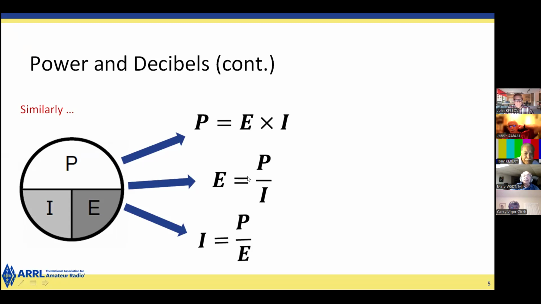Yeah. So you take the first one and you divide both sides by I and you get E equals P over I. And then the second one, you take the first equation, divide both sides by E, and you get I equals P over E. I don't know how comfortable you guys are with that math there, because there'll be more of it. And Wes is doing some next week, I believe. There's some more of that going on there.